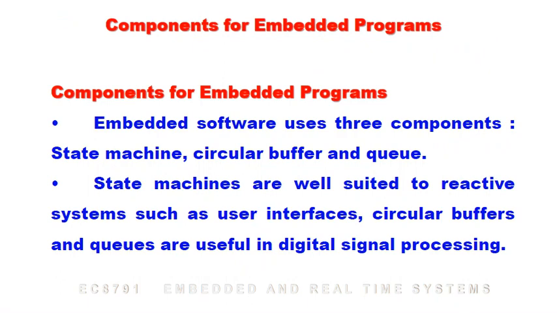Here, embedded software uses three components: state machine, circular buffer, and queue. The state machines are well suited to reactive systems such as user interfaces. Circular buffers and queues are useful in digital signal processing.